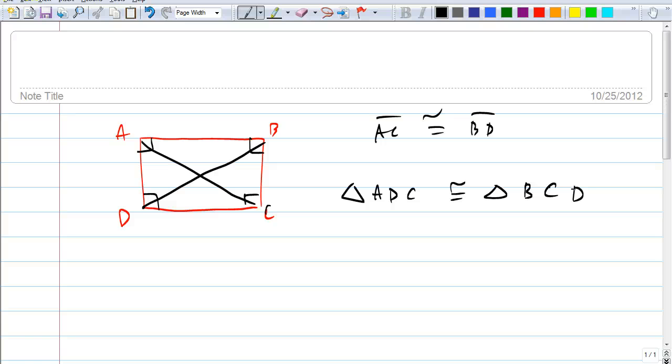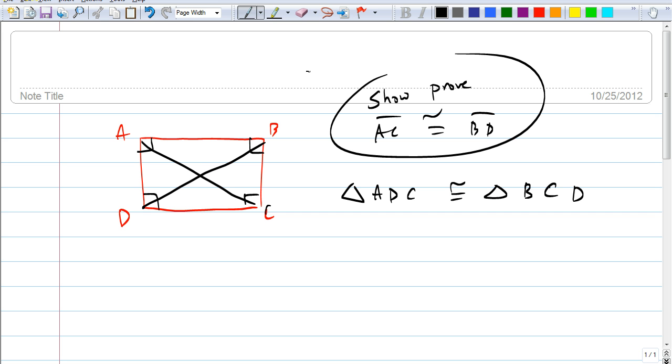How many people say you could use HL? Raise your hand. How many people say no, you can't? Who would like to say why not? Somebody tell me. Jonathan, why can we not use HL? No, this is what we want to show or prove. We want to prove this. We want to prove that. Okay. In order to prove that, we're sort of going backwards. In order to prove that, we need to show this is true. How would you do this?